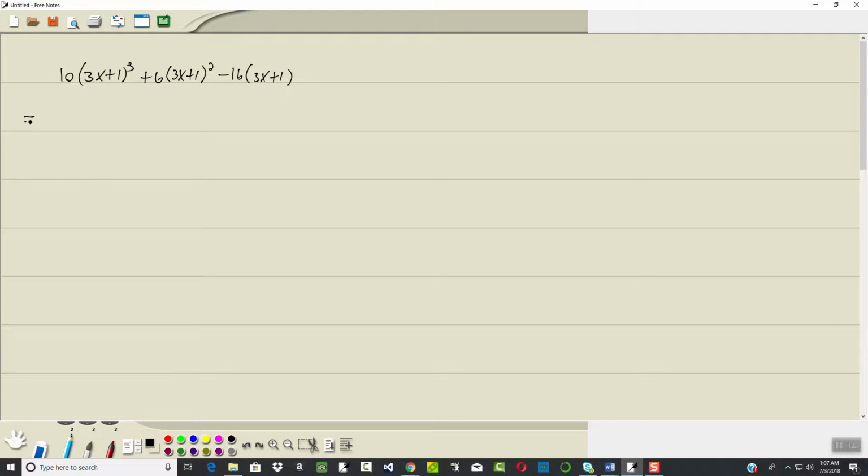First off, I notice the numbers here are 10, 6, and 16. The largest number that divides into those is 2, so I can bring a 2 out. Each term has 3x plus 1s: the first has 3, this one has 2, this one has 1. So I can bring out a 1, 3x plus 1. Now 10 divided by 2 is 5. I had 3 of these, so now I have 2.